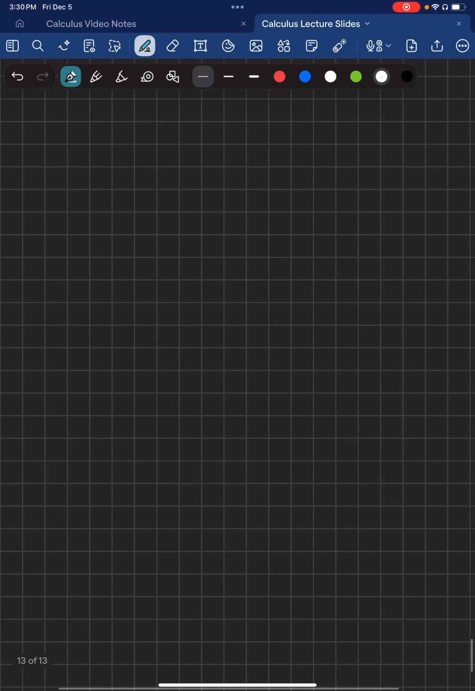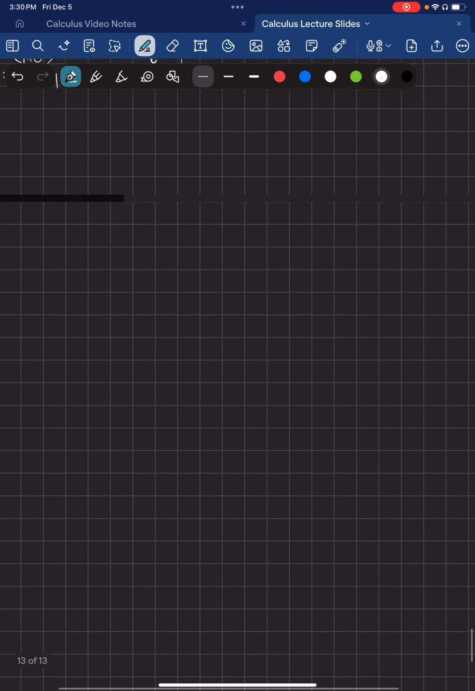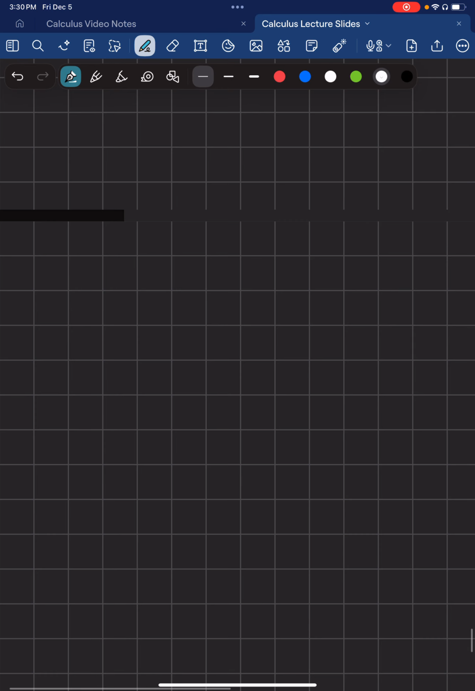Now we'll get into trig limits. For trig limits, what we're going to go over is essentially first the bounds for our sine and cosine function, right?